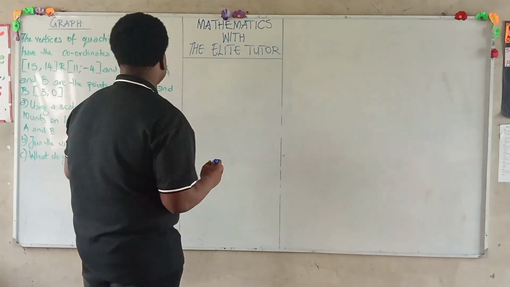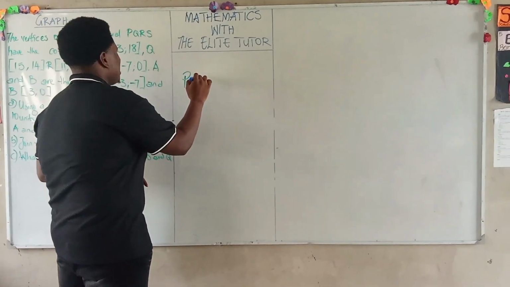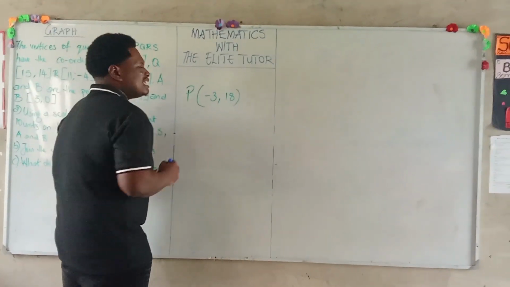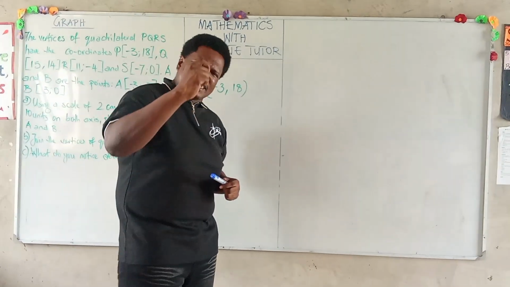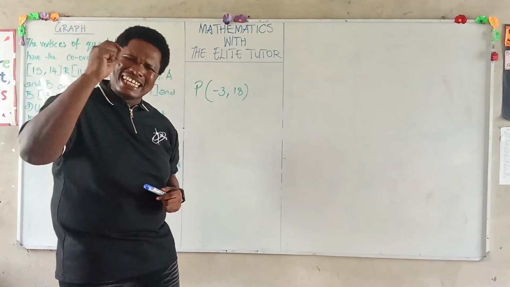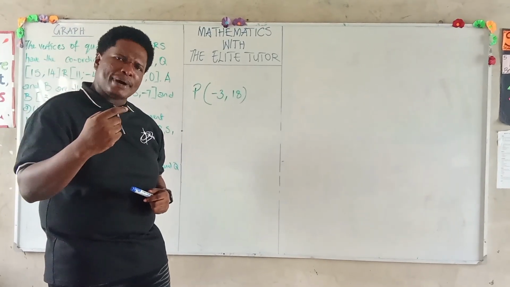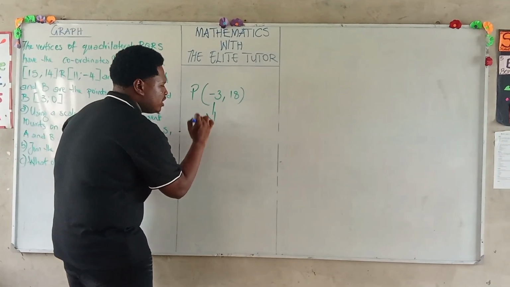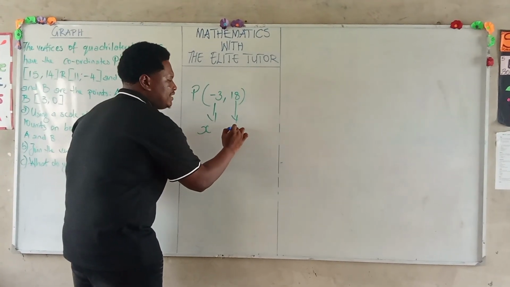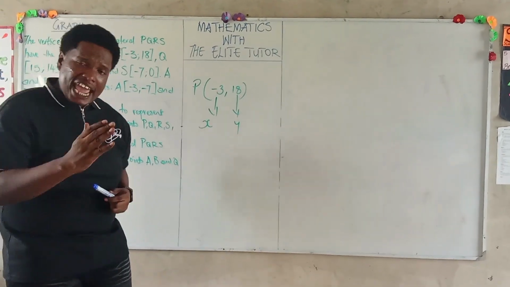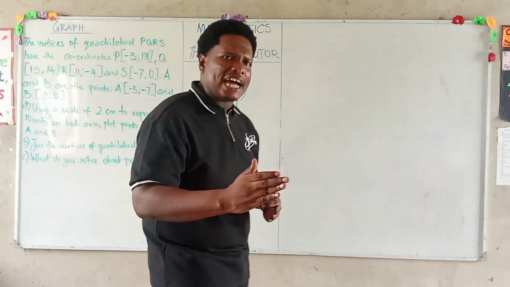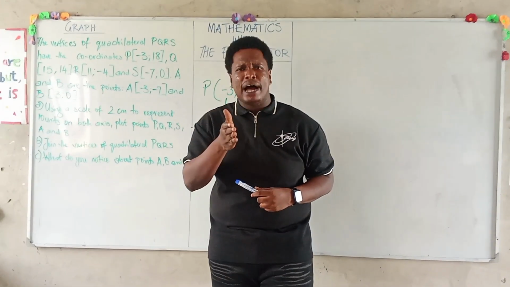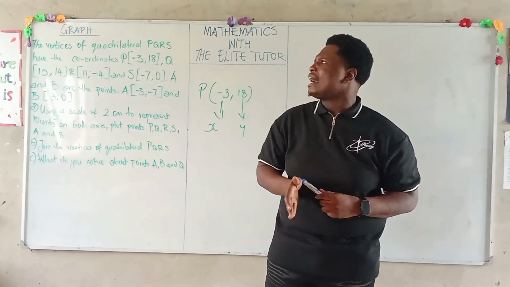Now, I would like to say something. We have the first coordinate, P, which is minus 3 and 18. It is very, very important to know that the first number is always the x-axis, while the second number is always the y-axis. What do I mean? This minus 3 is the value of x, while this 18 is the value of y. In any given coordinates, the first number is usually the value of x, while the second number is usually the value of y.